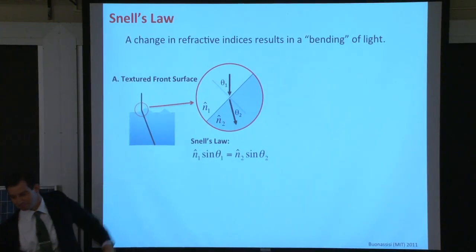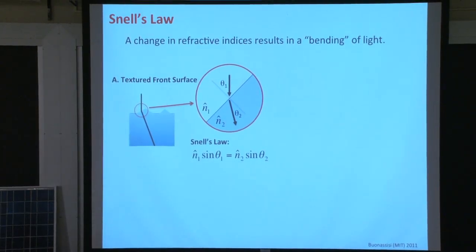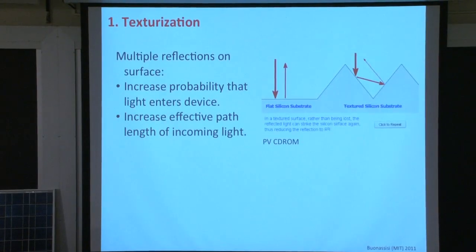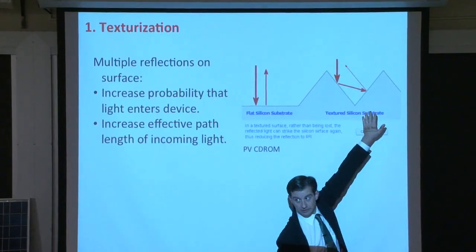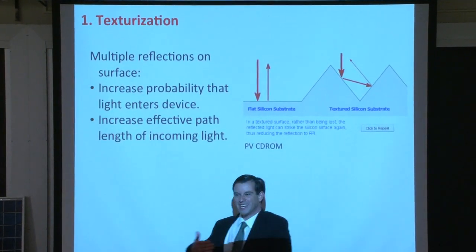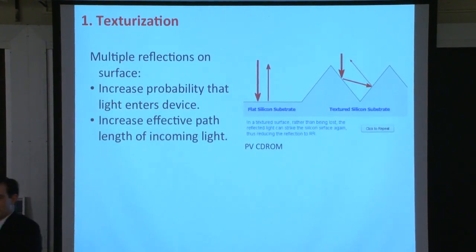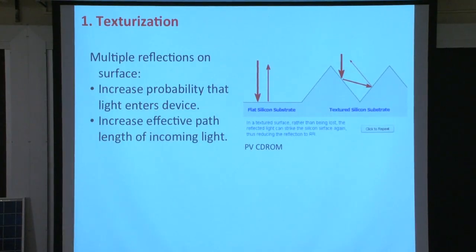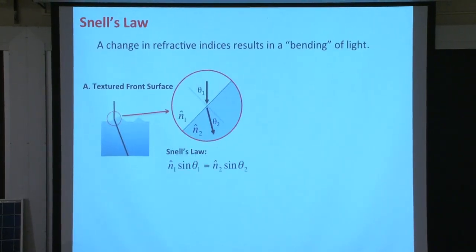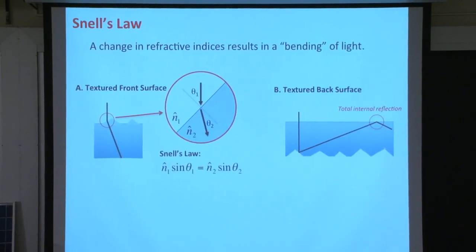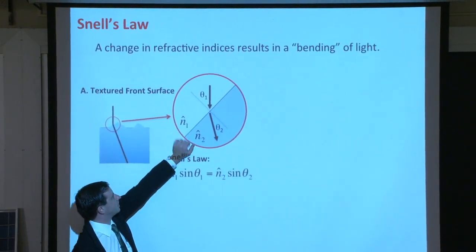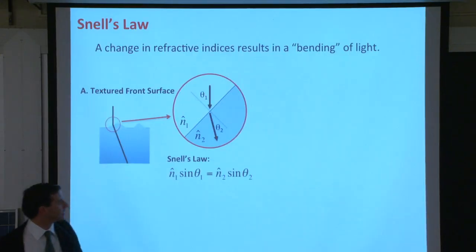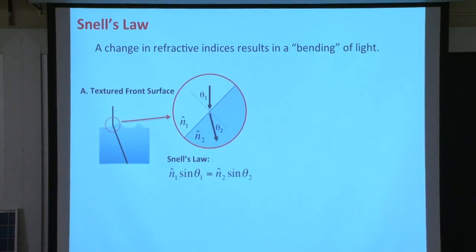It's kind of cool. So there are two benefits to texturizing your front surface. One is you have an additional pass, right? Additional bounce, an additional encounter with the material, so that reflected light gets another chance to go in. And the second benefit is that you're able to increase the optical path length by the delta in refractive indices and the fact that the path of the light obeys Snell's law.